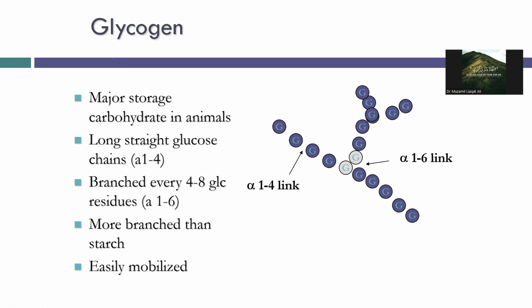Now, glycogen, that is the major storage form in animals, right? The liver and the muscles are the main sites of its storage. It is structurally similar to amylopectin, but more highly branched, as alpha-1,6 branches occur every 4 to 8 glucose residues. This extensive branching creates multiple non-reducing ends, permitting rapid mobilization of glucose during exercise or fasting conditions.